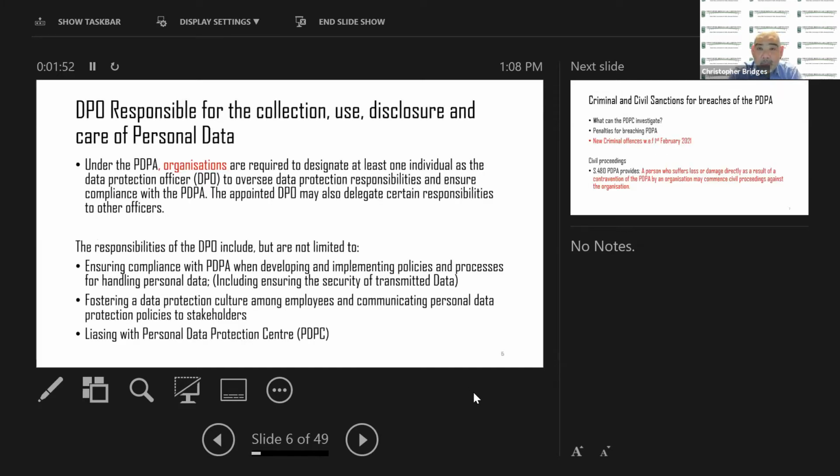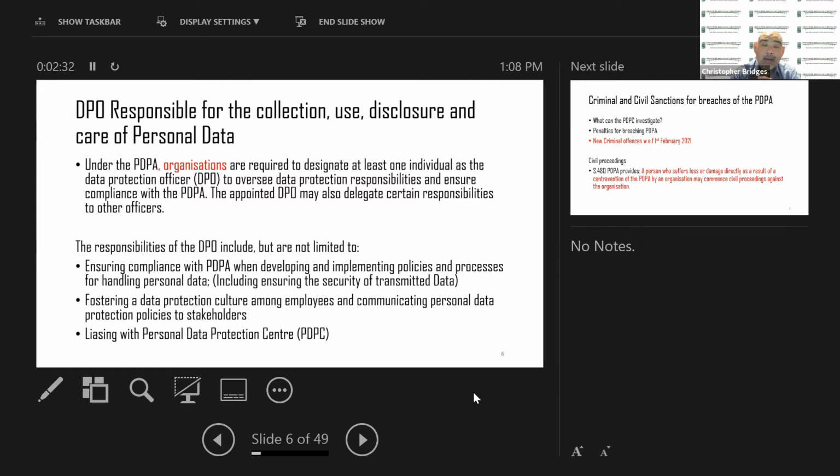There's also a requirement currently under the PDPA for organizations that are dealing with, collecting, or using personal data to appoint a data protection officer, who is known as a DPO. The responsibilities of a data protection officer are to ensure compliance with the PDPA and implement policies and processes for handling personal data. This is specifically with regards to in-house for the organization, like considering an employee handbook.